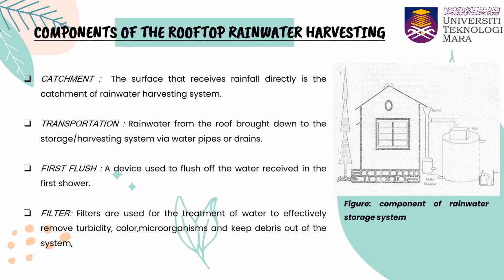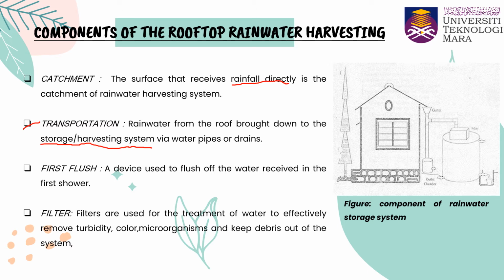Then the components of rooftop rainwater harvesting. First, we have the catchment, specifically for the rooftop. The catchment is the surface that receives rainfall directly in the rainwater harvesting system. And then we have transportation. Number two, rainwater from the roof will be brought down to the storage. In this system, the storage is located below the ground, from this picture. We have the gutter for the rainfall catchment, and then bring down to the water storage.